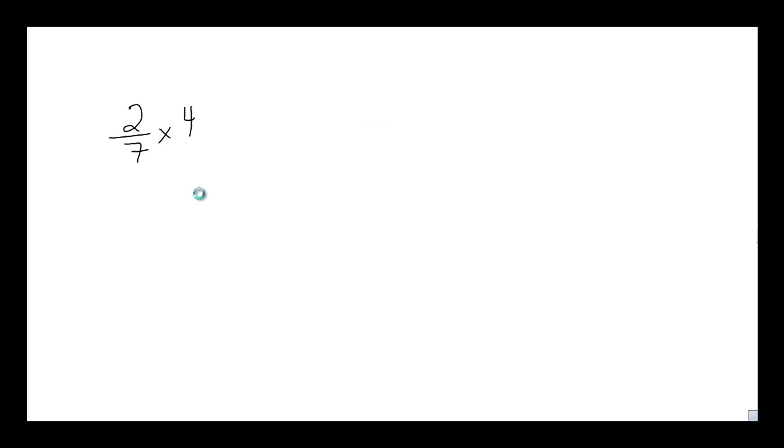This is 2/7 times 4. Well, I've changed the order. My whole number isn't first now, but that doesn't make a difference. We know that multiplication is commutative. So I can do the same process that I've been doing. I'm simply going to add a denominator of 1 under my 4, and I can do the same thing that I was doing in the previous problems.